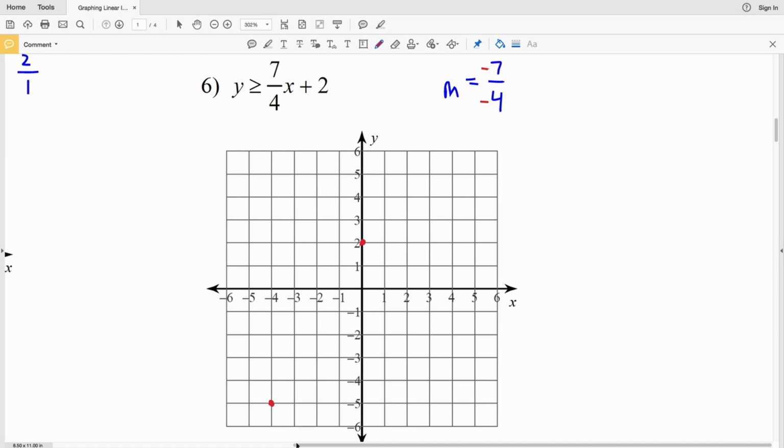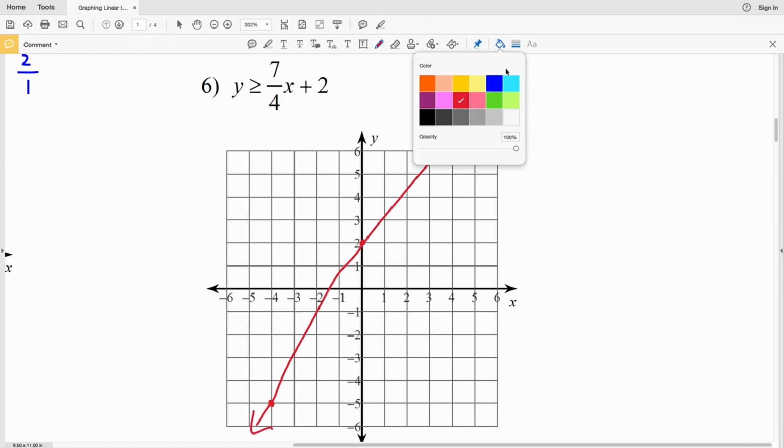-4, -5. Now we're going to draw a line and connect, and this is indeed a solid line, meaning that the values on the line are true for the inequality. Since y is greater than or equal to 7/4 times x plus 2.